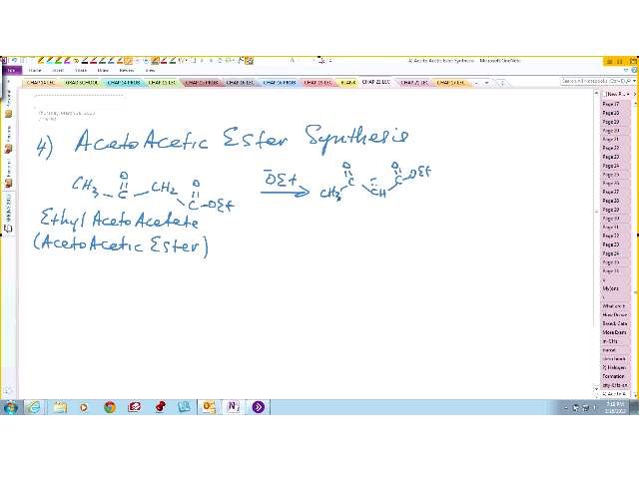Okay, at this point, you want to add an alkylating agent. What kind of alkylating agent do you want us to use? Methyl iodide, right? Okay, good. Let us use methyl iodide. And therefore, we are going to form this product here.